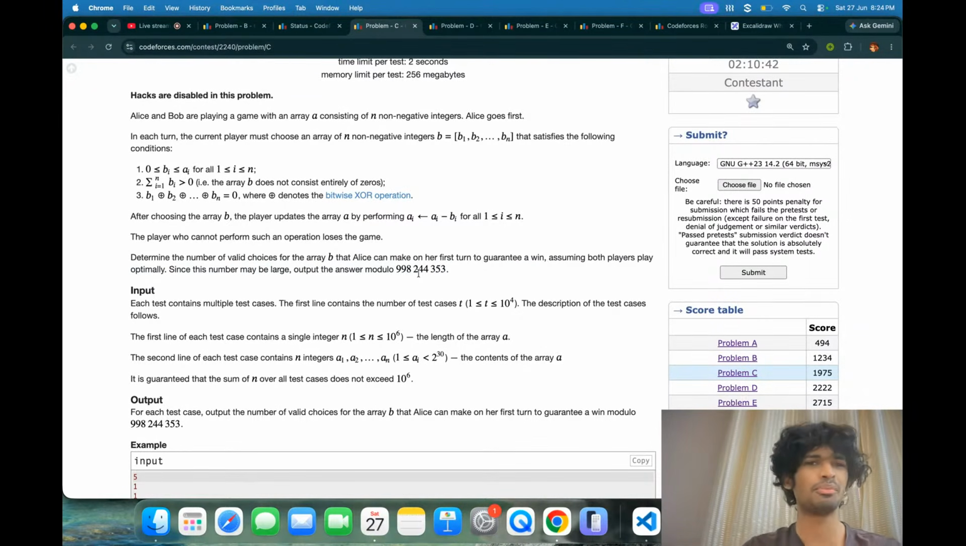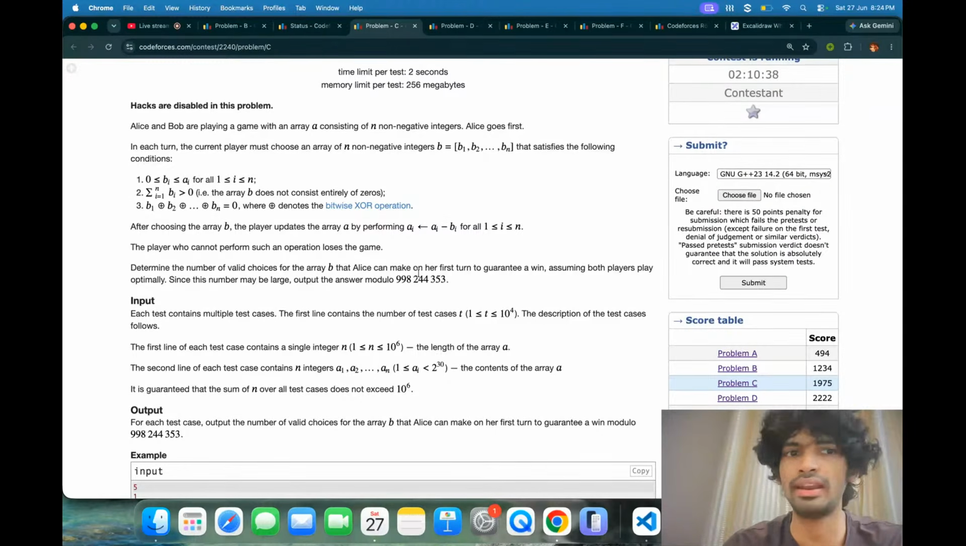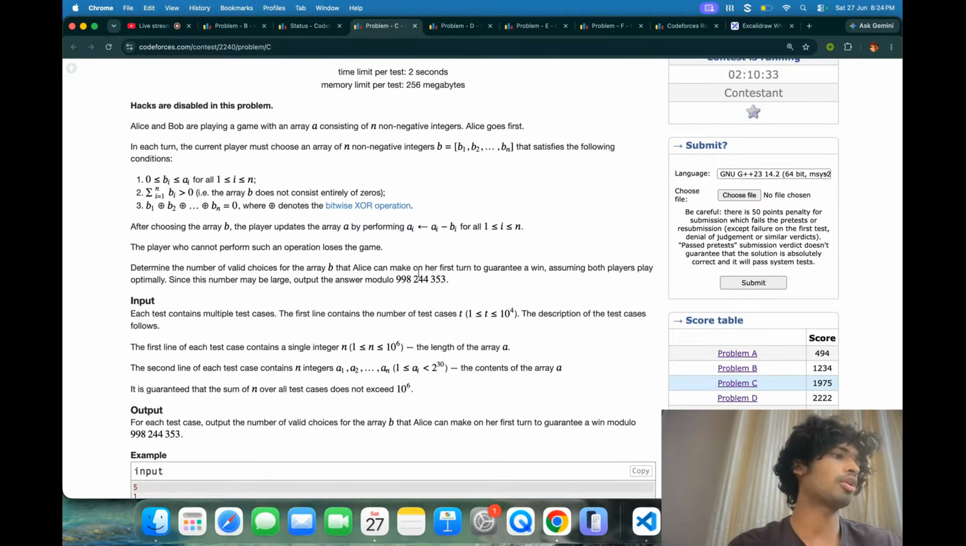Why are these problems becoming more difficult? I don't know. They should be direct most of the time, but now this is not direct. Maybe because of AI, they are just making harder problems.